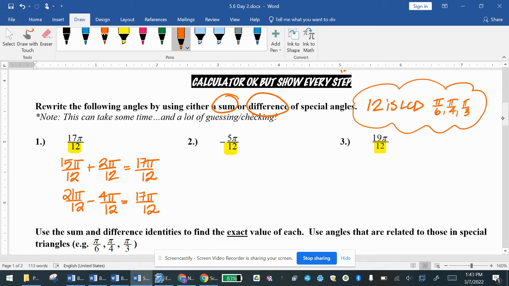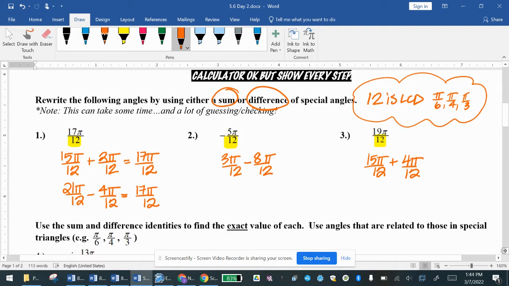Okay, for negative 5 pi over 12, I came up with 3 pi over 12 minus 8 pi over 12. But that's not the only combination. For 19 pi over 12, you can create it by using 15 pi over 12 and 4 pi over 12. Again, these are just examples, guys. So you just need one combination that works.